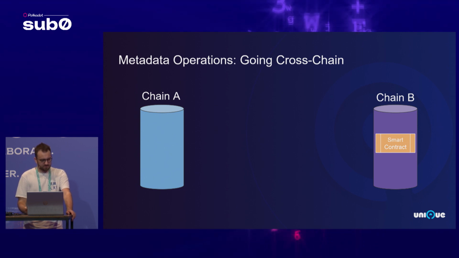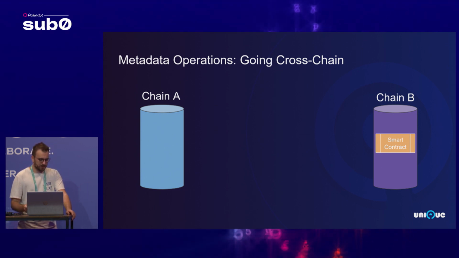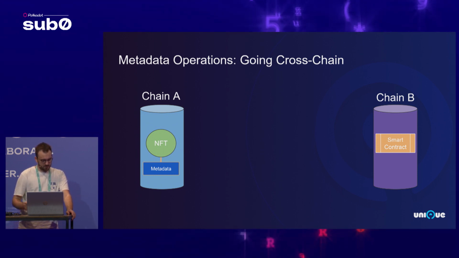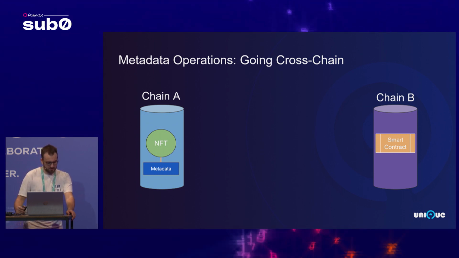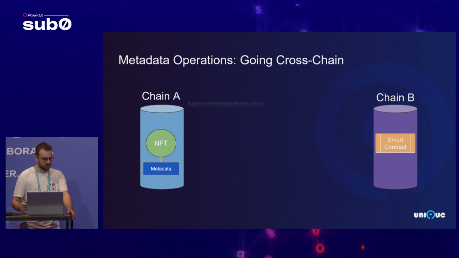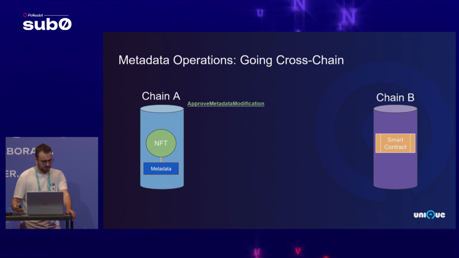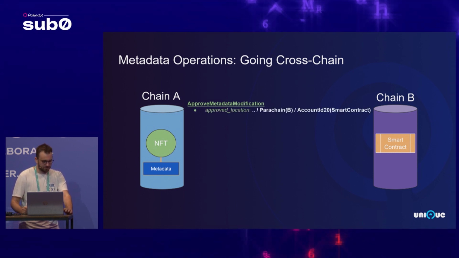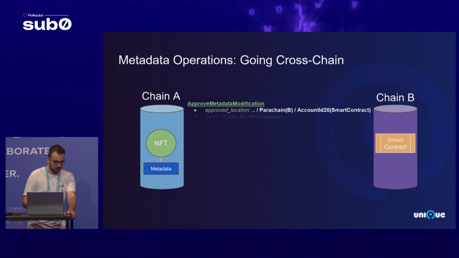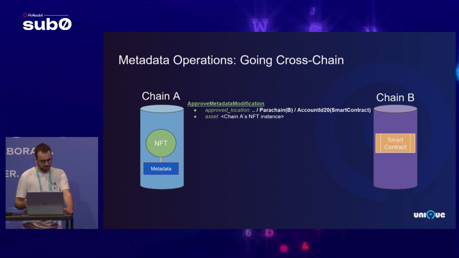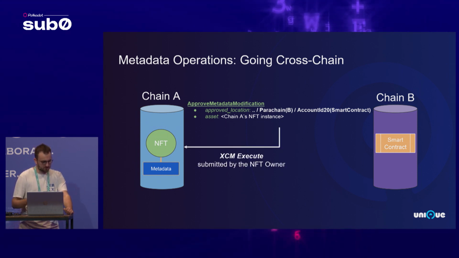Say we mint an NFT on chain A using palette NFTs. Then we want to approve a smart contract on chain B for modifying the attributes of our NFT. We need to execute the approve metadata modification XCM instruction, specifying that we want to approve a particular smart contract on chain B for modifying the attributes of our NFT. This instruction should be submitted for execution by the NFT owner to chain A.